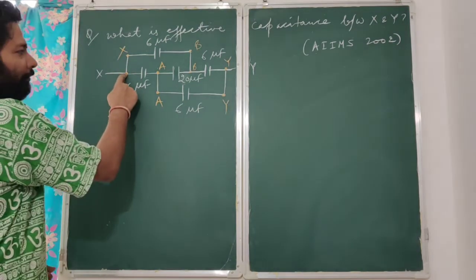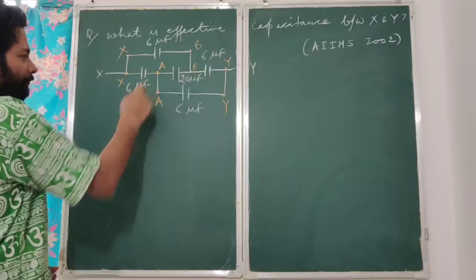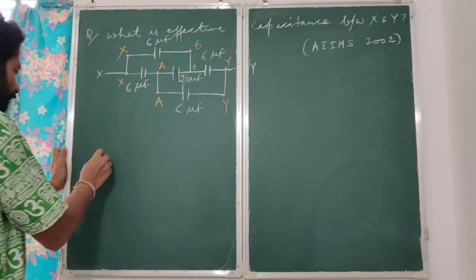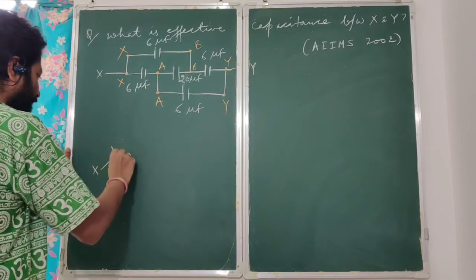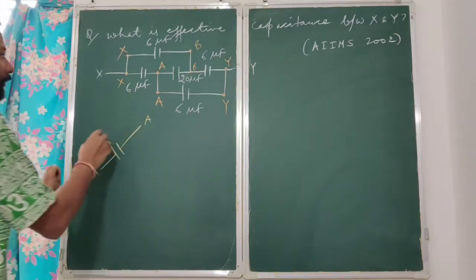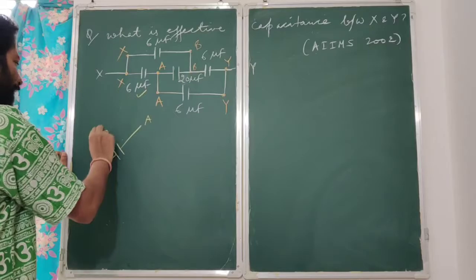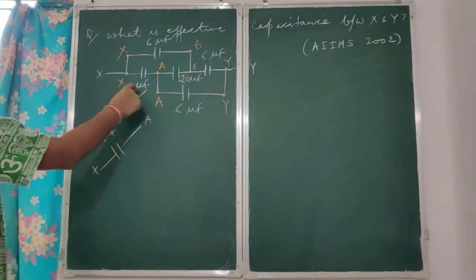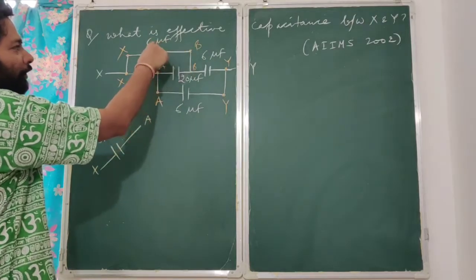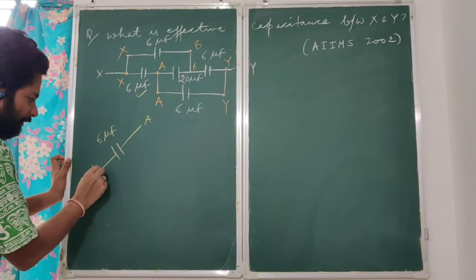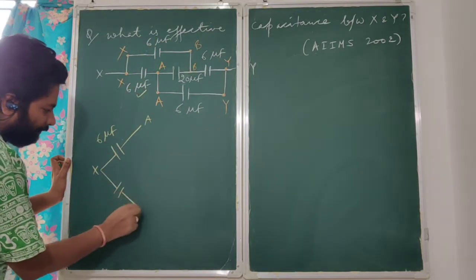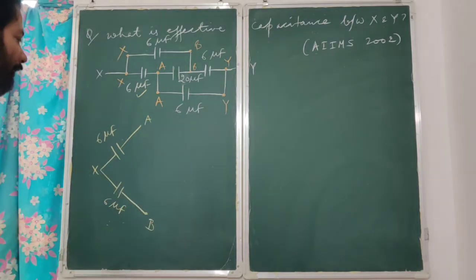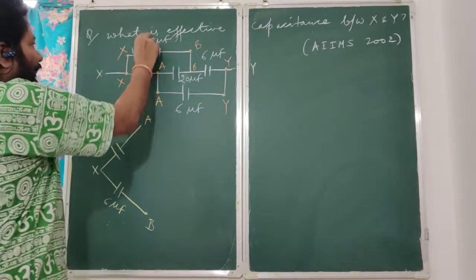We go from X to A. So let us say we are starting from X. We are going to A. So X to A, what do we find? 6 microfarad. So draw it, 6 microfarad. So this is done. Now we are going from X to B. What do I find? 6 microfarad. So I am going to a different point here, B, and this is also 6 microfarad. So this is also done.